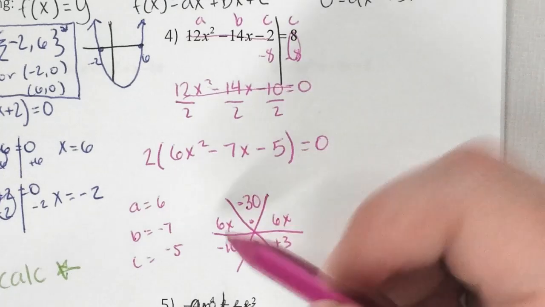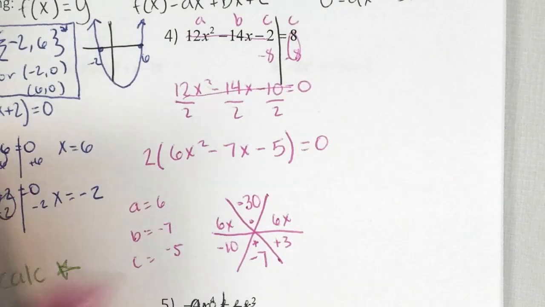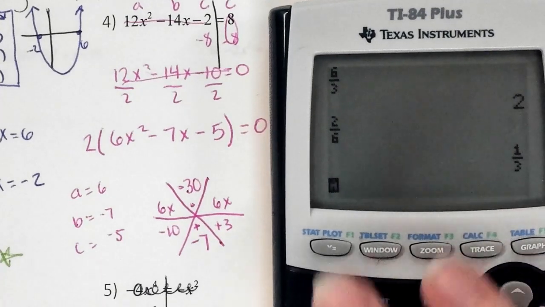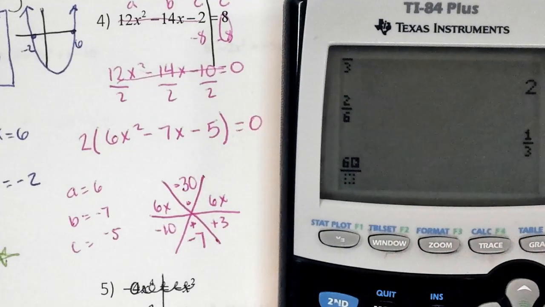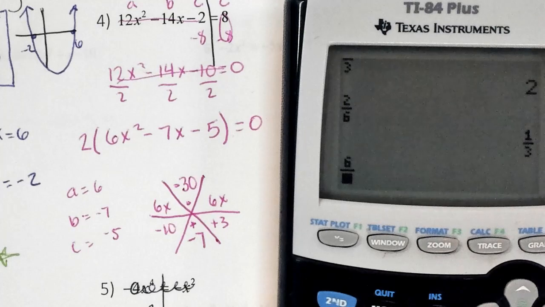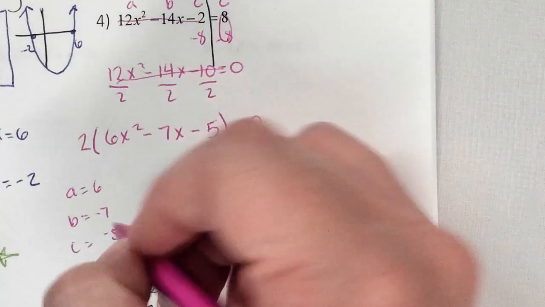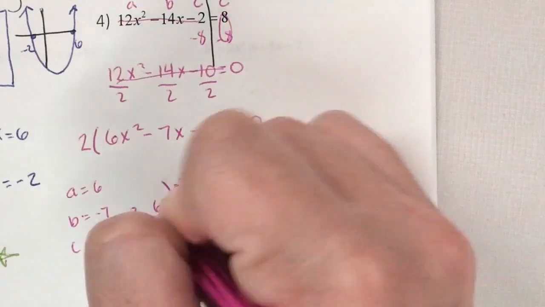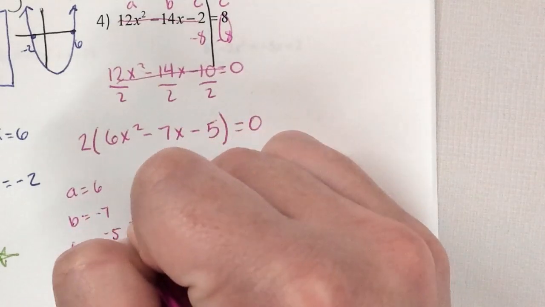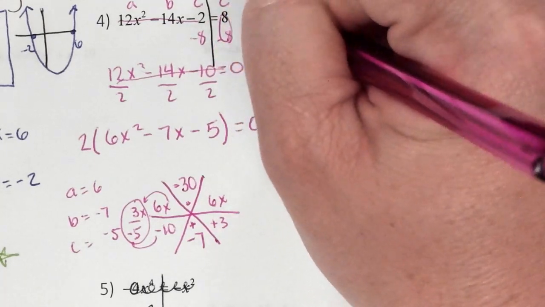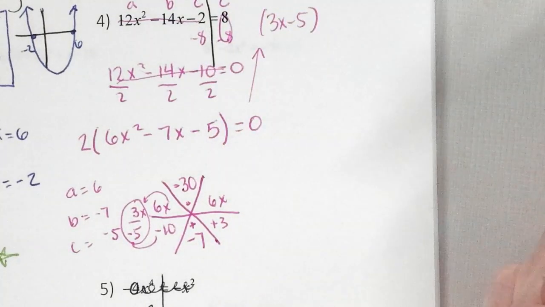Okay, so do either of these simplify? Yeah. They actually both do. So we have to simplify them. Alpha y equals, enter 6 over, remember I said don't type the negative, 6 over 10, and that gives me 3 over 5. So this becomes 3 over 5, bring over my x, bring over my negative. So 3x minus 5 is one of my factors.